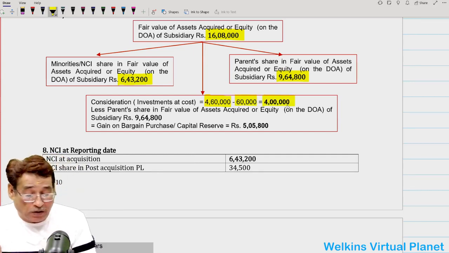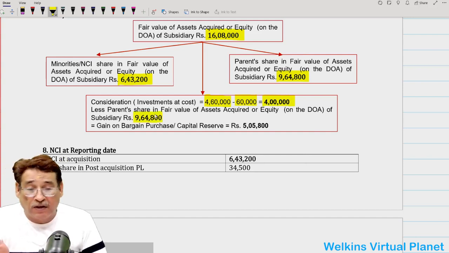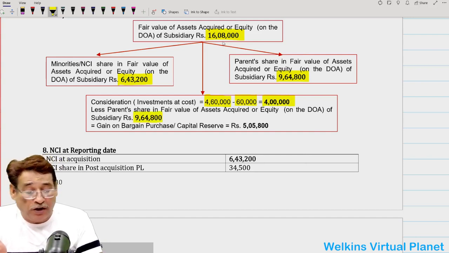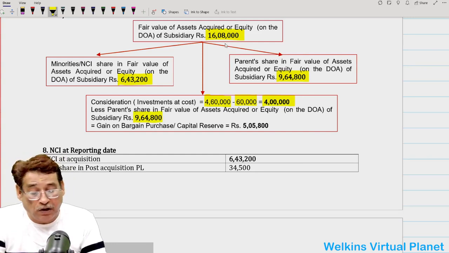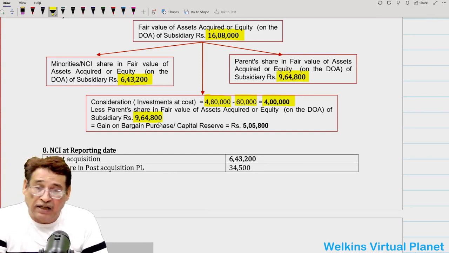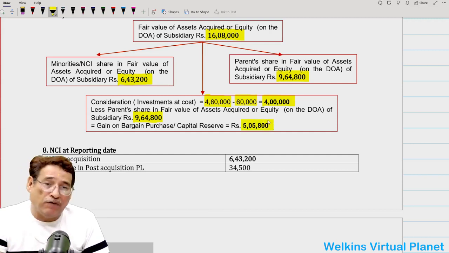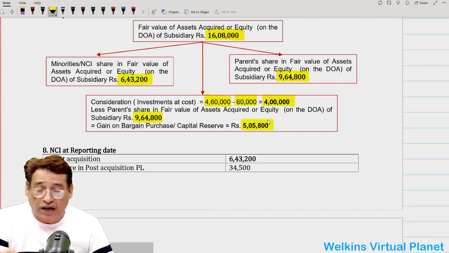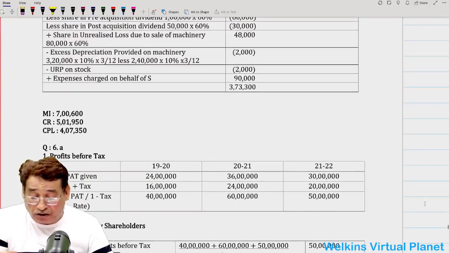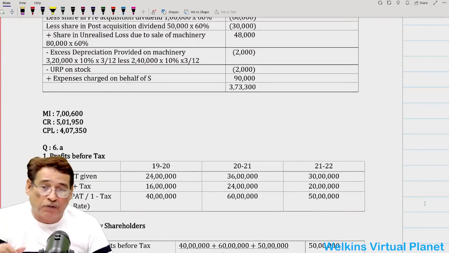So our net investment is 4,00,000 and we will compare it with our share of net assets on the date of acquisition. On the date of acquisition, total net assets is equal to 16,08,000 and our share is 9,64,800. So your capital reserve is 5,05,800. Let me tell you, it is not absolutely matching with the answer which is given to you. There is a difference of something, 3,000-4,000. Capital reserve as per the solution provided is 501,950.